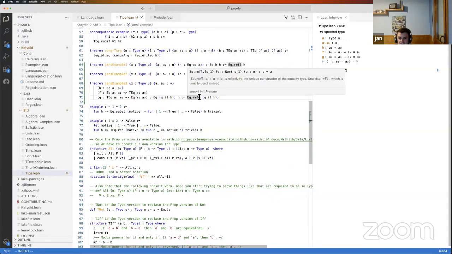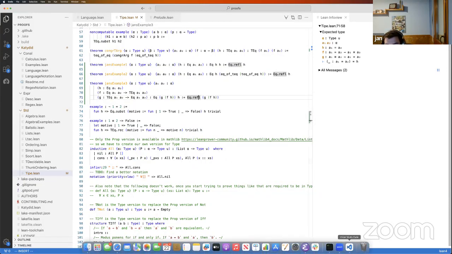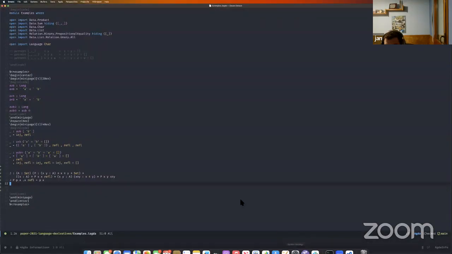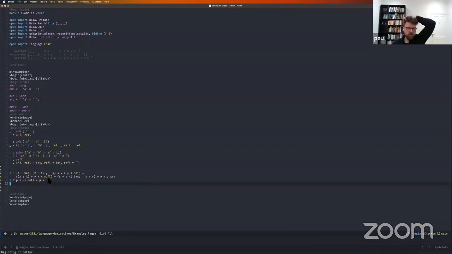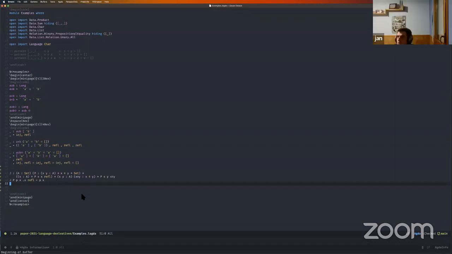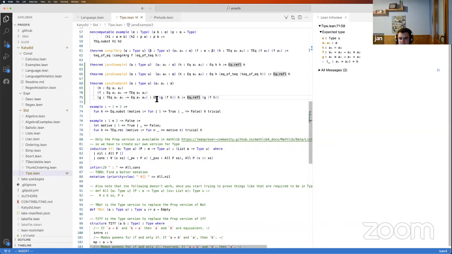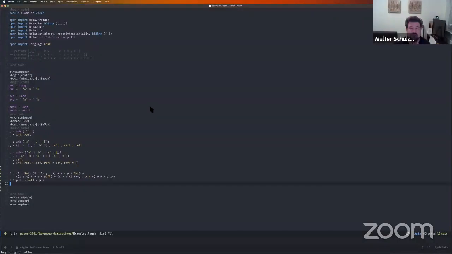Oh, can we try this in Agda? Because I would be very surprised if this worked in Agda. Well, but we don't have the EQ type in Agda, or do we? I'm not sure now. You have the TEQ. Oh yeah. You can't go back and forth.